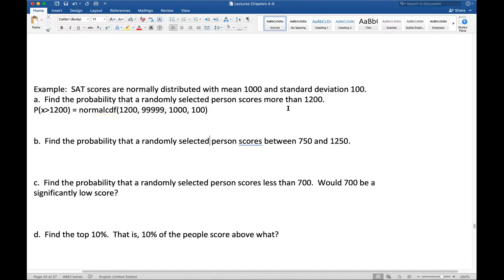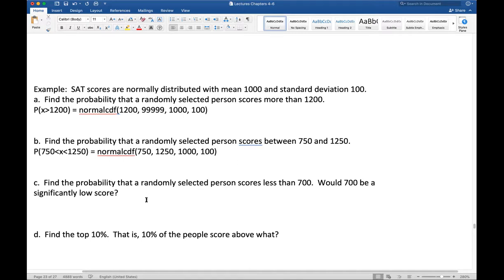Okay, next one, B: find the probability that a randomly selected person scores between 750 and 1250. So the probability that x is between 750 and 1250 is equal to normal CDF of 750, 1250, 1000, and 100.